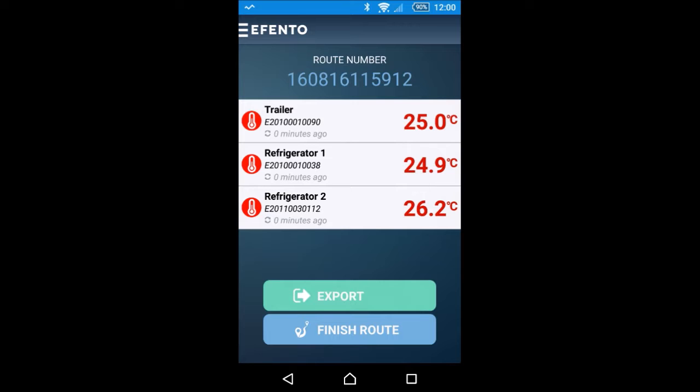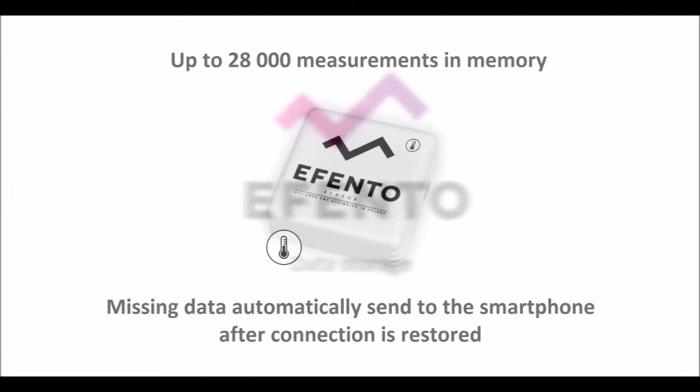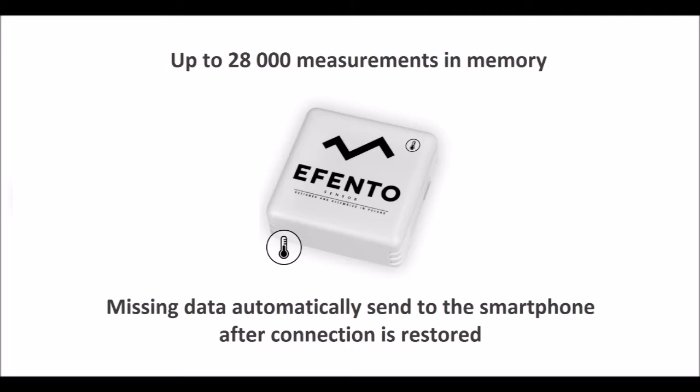Violation of alarm and intervention thresholds will be registered in the report from the route. Data storage. Each sensor measures the temperature every 3 minutes and sends it wirelessly to the smartphone connected to it. Additionally, each sensor is equipped with a memory which can store up to 28,000 measurements.